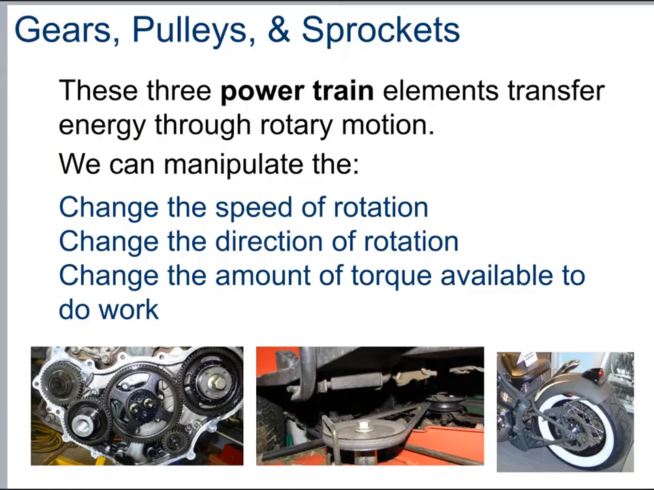Gears, pulley drives, and chain and sprocket systems are three powertrain elements that transfer energy through rotary motion. These three powertrain elements are used to change the speed, torque, and direction of a power source. In general, these powertrain elements are used for two main purposes: increasing speed or increasing force. In order to increase one of these, compromises must be made.